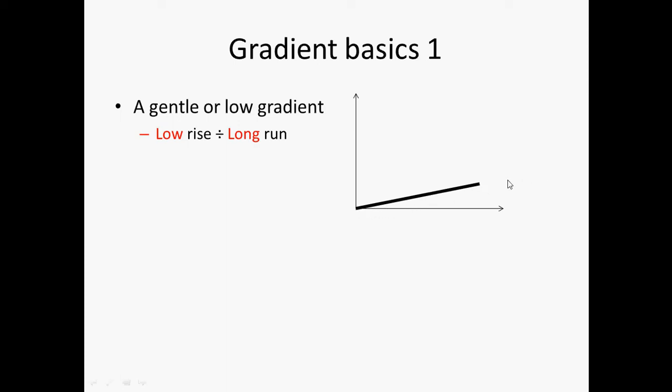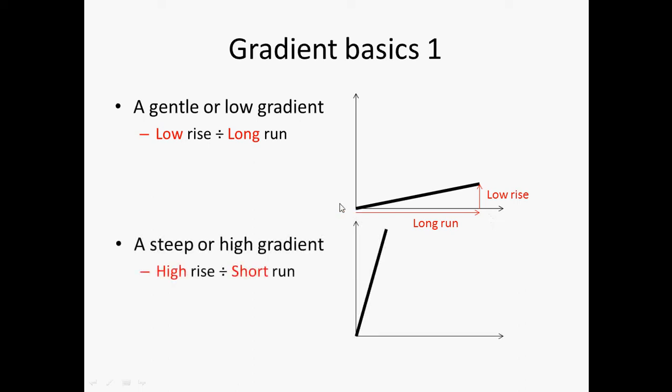Judging from the angle that it has risen, obviously this slope is very gentle. When the slope is gentle, it also means the gradient is gentle or low. How do we know the gradient is low? Because you have a very low rise divided by a very long run, which gives you a very small number. Conversely, if you have a very steep slope, the gradient will be high or steep. There will be a very high rise divided by a short run.